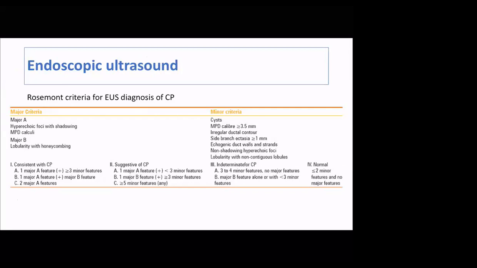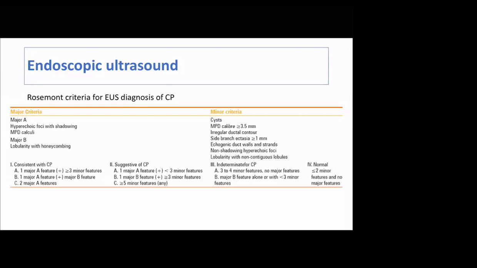The Rosemont criteria for endoscopic ultrasound diagnosis of chronic pancreatitis نقسمها إلى major criteria والminor criteria. المajor criteria بها A و B. المajor criteria A هو hyperechoic foci with shadowing or main pancreatic duct calculi. المajor B هي lobularity with honeycombing. الماينر criteria تتراوح عن cyst, main pancreatic duct caliber more than 3.5 mm, irregular duct contour, side branch ectasia, and others.